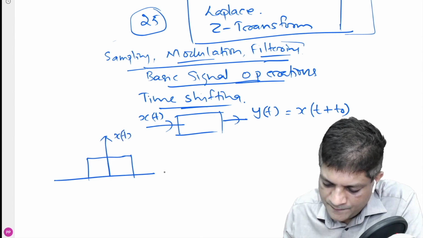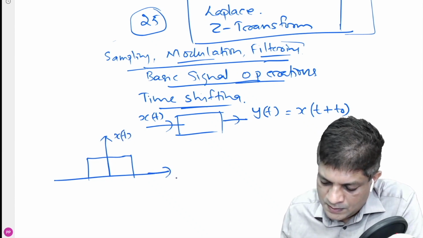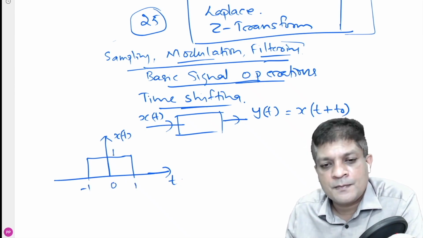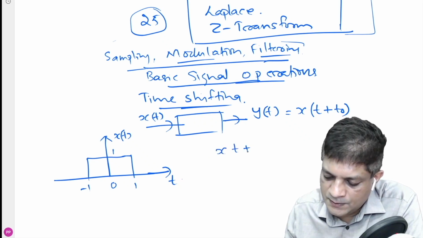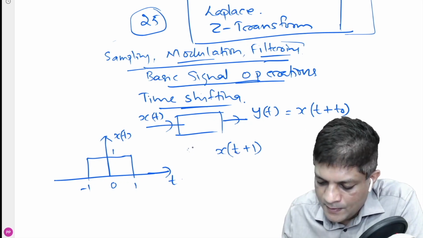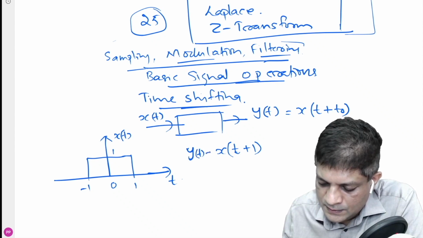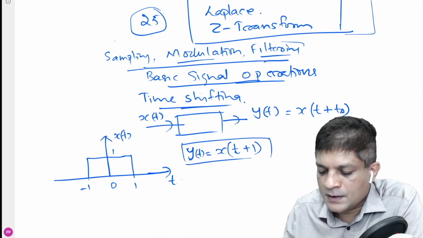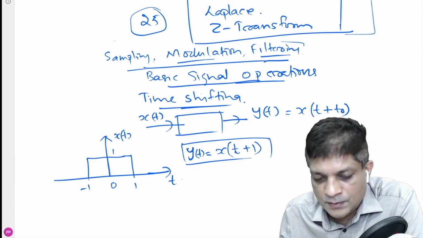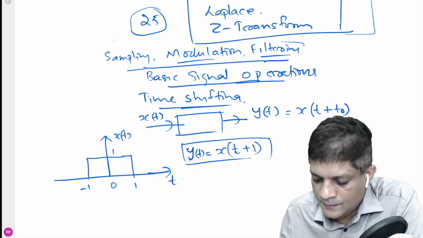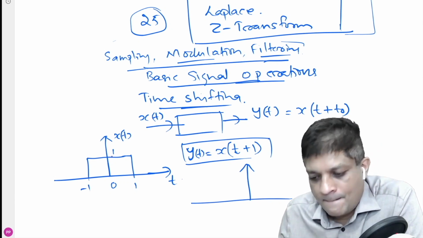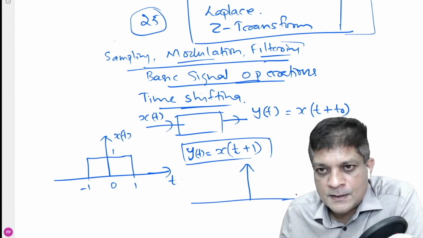This is x(t), and this is t, with marks at minus 1, 0, 1. Now what is x(t + 1)? y(t) is x(t + 1). I am taking a value of 1 for this t0. Can you tell me what this operation is? What happens to this signal? What is the shape of this signal related to this signal? Sir, it will shift to the left by 1 time unit.